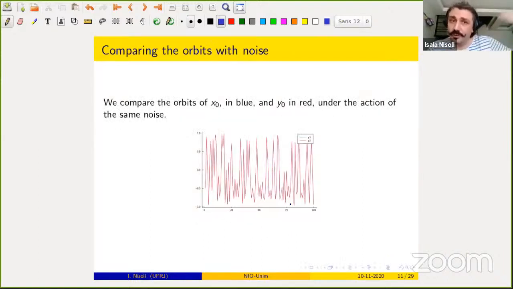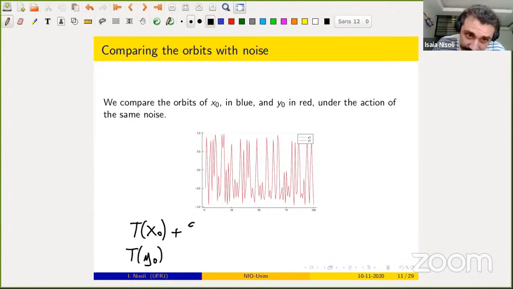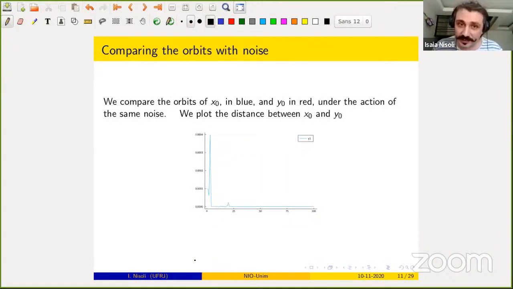And what happens is that if we take two points, x0 and y0, and we iterate them under the action of the same noise, okay, so we take x0 and we take T of x0, T of y0, and we are adding at each step the same noise, okay? So what's going to happen to the orbits of these two points? So in the original system, these orbits stayed together for a short time, for some iterations, and then they were separated. But what happens in this system now is that the orbits start nearby and they just stay nearby for all the time. Okay, at some point, they become essentially the same orbit.